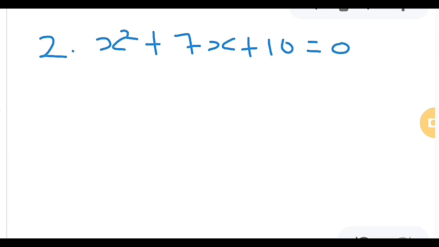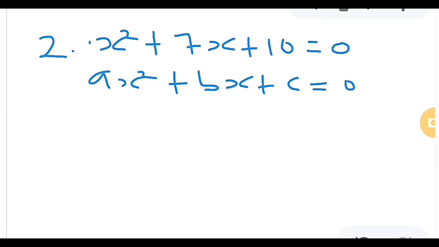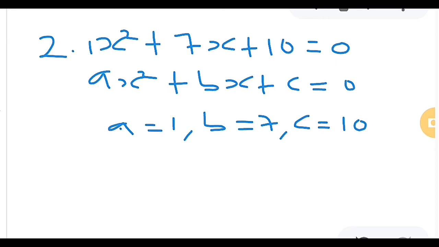Example number 2. We want to also solve x squared plus 7x plus 10 equals 0. So we compare with ax squared plus bx plus c equals 0. When we compare, still we have the coefficient of x squared as 1, so we shall have a equals 1, b equals 7, and c equals 10.